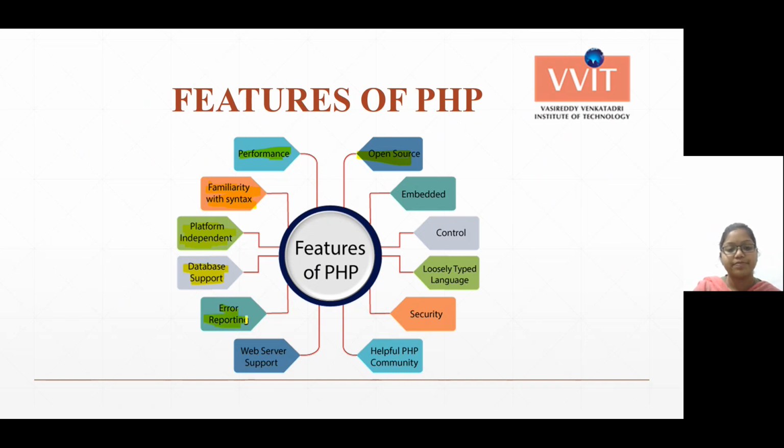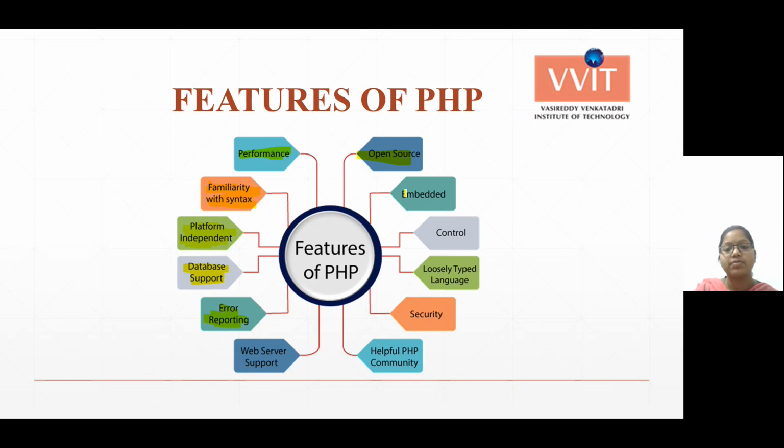Next, error reporting. PHP has predefined constants, not variables, constants like E underscore error, E underscore warning. These predefined error constants help notice the errors in the PHP code. Hence, these error reporting constants, which are predefined in PHP, are very helpful in order to notice the errors.